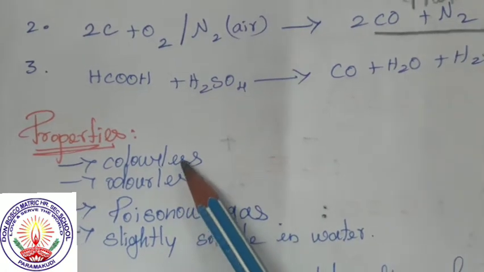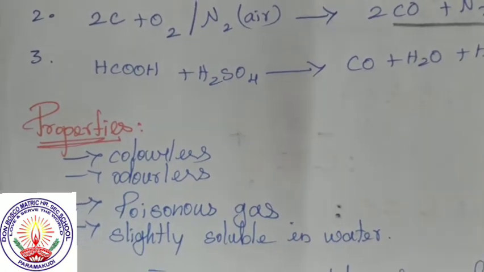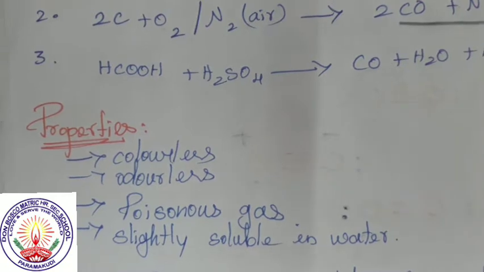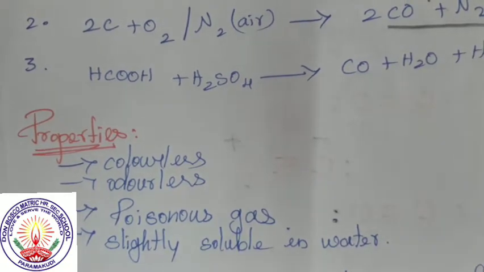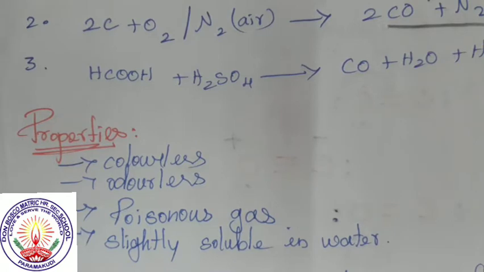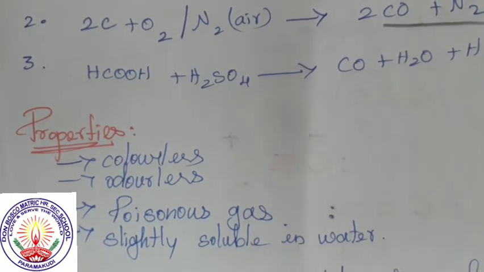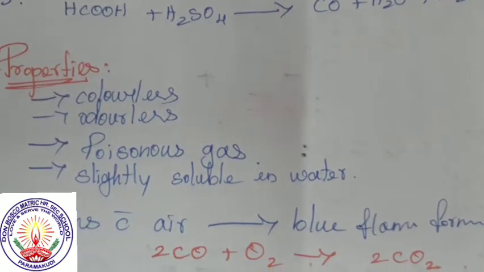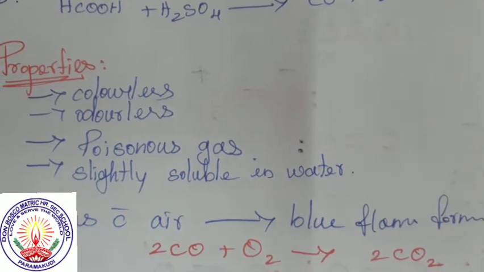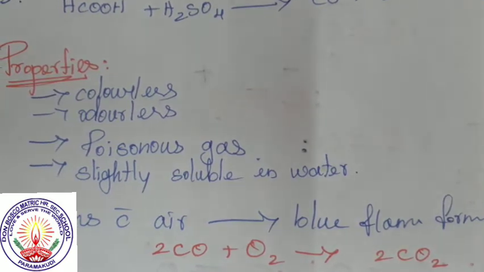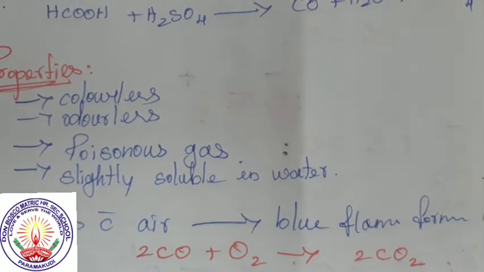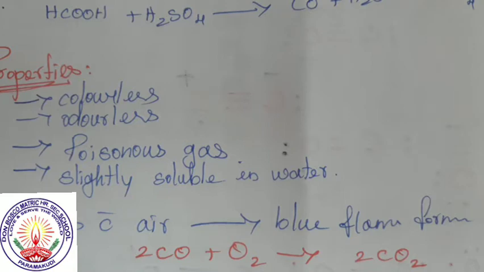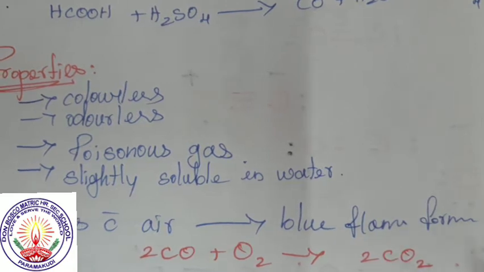First, it is colorless, it is odorless, and it is a poisonous gas. We know carbon monoxide is more poisonous than carbon dioxide. Later on we shall see how it is poisonous. The fourth point is it is slightly soluble in water. It has a property, that is, it can burn with air. It burns with air and gives a blue flame forming carbon dioxide.